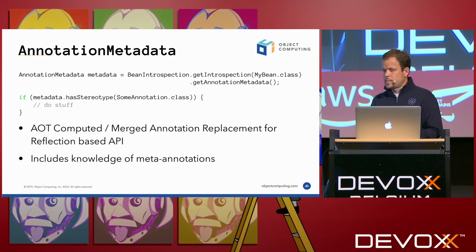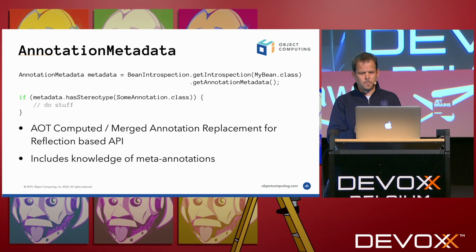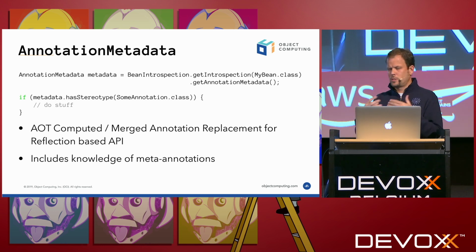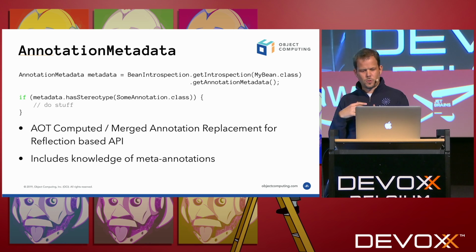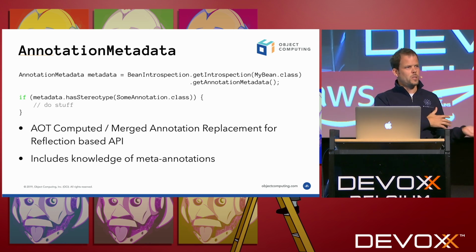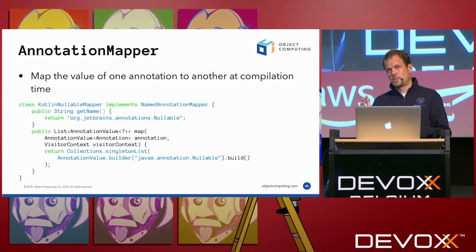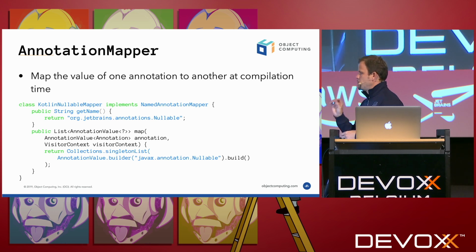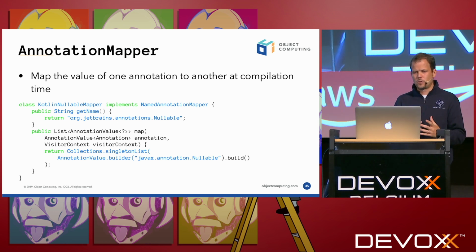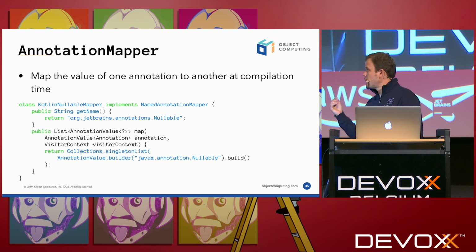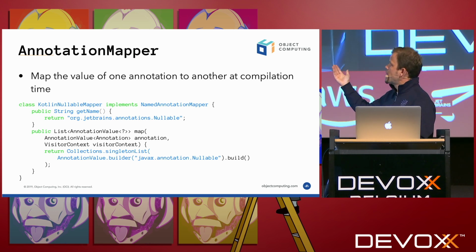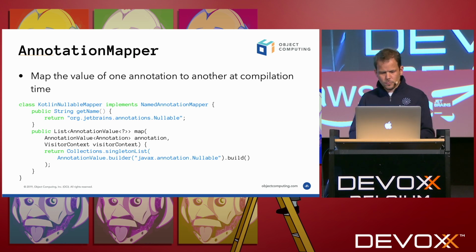The annotation metadata itself is, again, pre-computed at compilation time, so that we don't have to do the analysis at runtime. It includes knowledge of meta annotations, so that you can figure out particular annotation stereotypes, or get all the annotations annotated with another type. And another important thing, and you probably have noticed that I'm really focusing on annotation metadata and how important it is in the way that Micronaut handles it: we allow things like mapping the value of one annotation to another at compilation time.